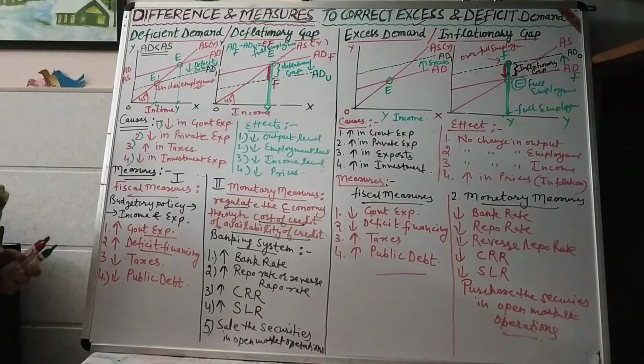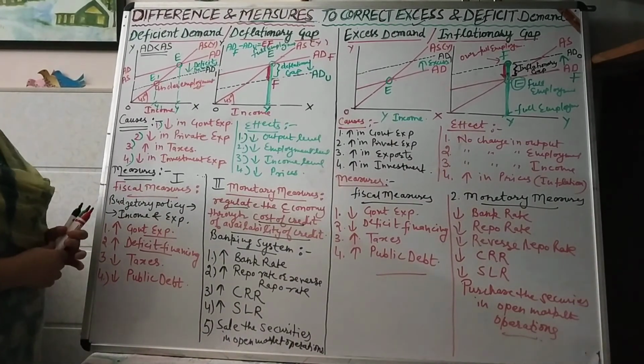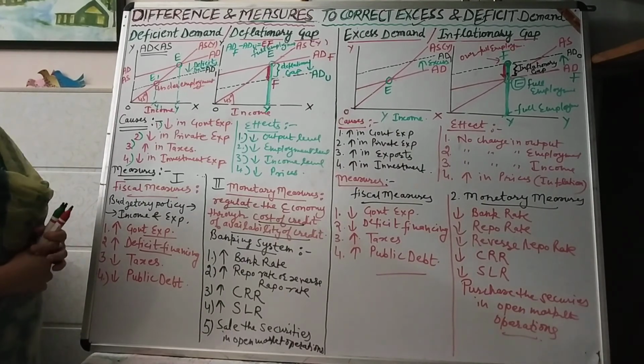So in this way we can explain our concept, the measures and difference between excess or deficient demand.